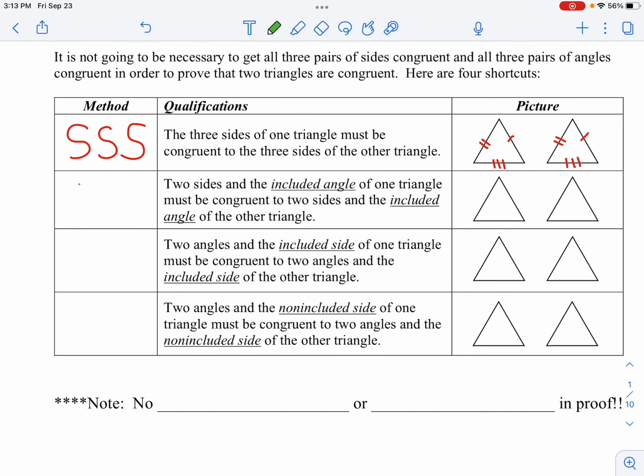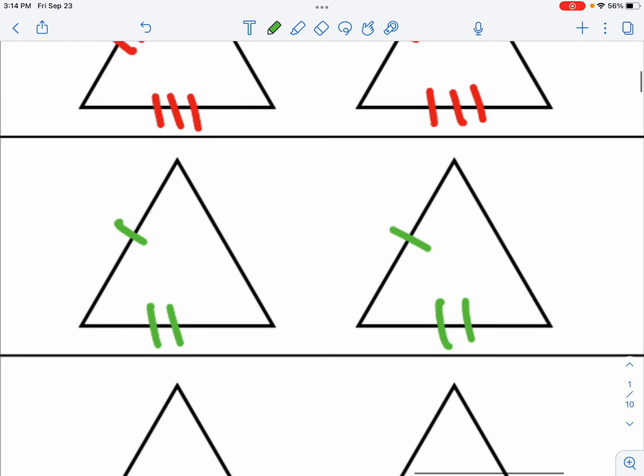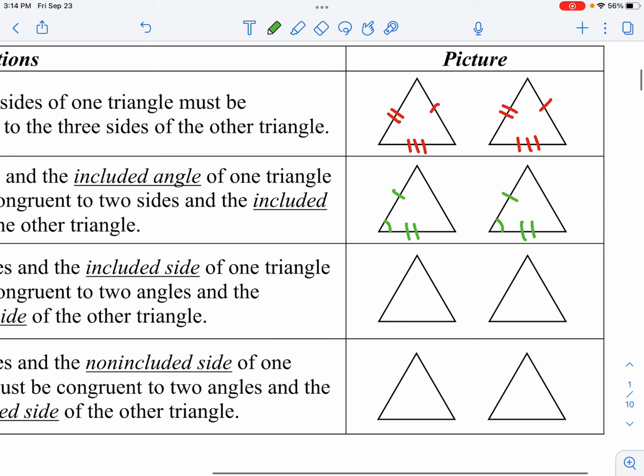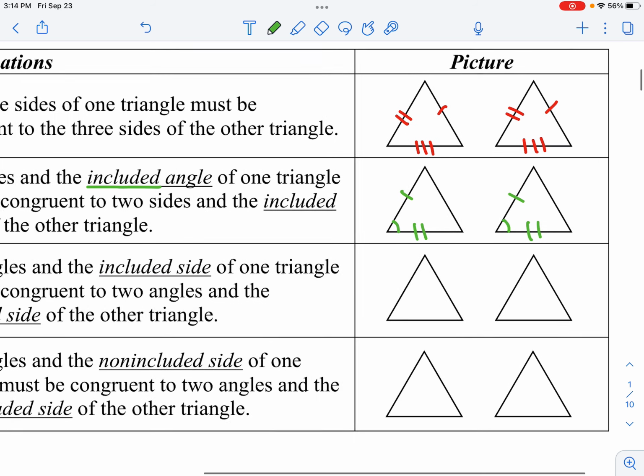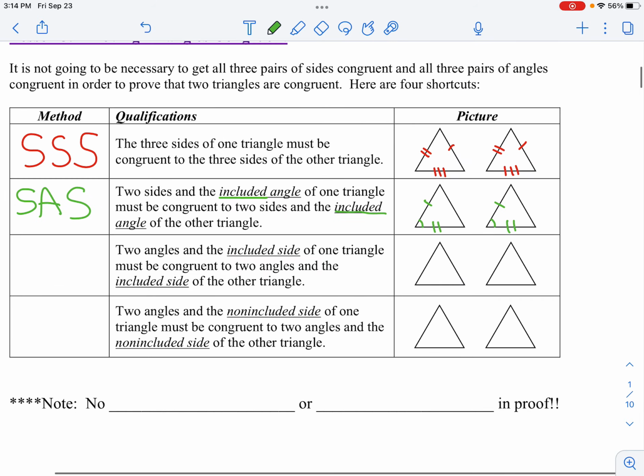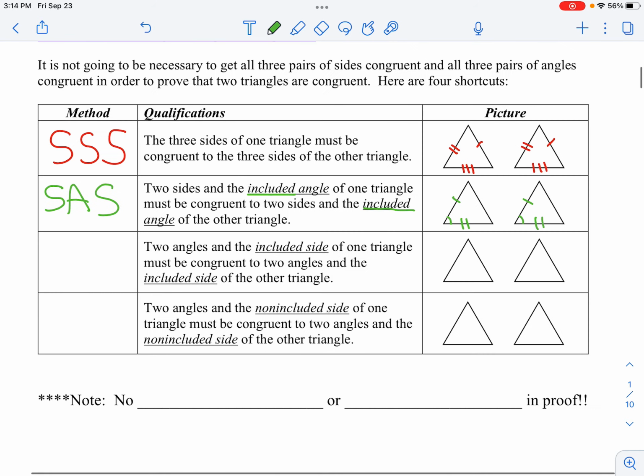Next one is SAS, side, angle, side. So it doesn't matter where we start, but we'll pick that side. We'll pick that side. Now, notice on the letters, the A is between the S's. I'm just going to zoom in here just to make sure I do it cleanly, nicely. There we go. So the angle has to be between the 2 sides. There's even a word for it. It's called included. Everybody wants to be included. Otherwise, we get sad. So it has to be the included one. Otherwise, the triangles might not be congruent.